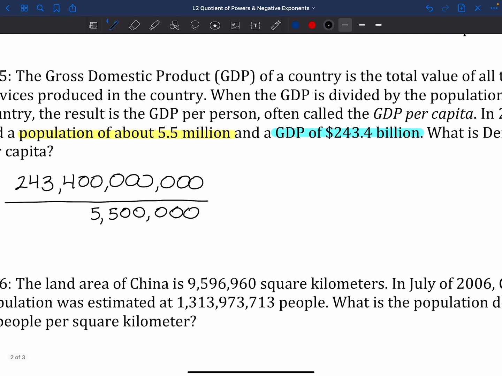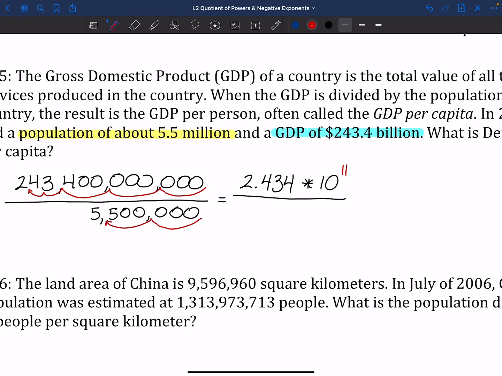What I'm going to do is convert each of those numbers to scientific notation. The top one, I'm doing 3, 6, 9, 10, 11 jumps. So it's turning into 2.434 times 10 to the 11th, because again, 11 jumps. That's where we get that 11 from. I'm then going to divide that by whatever we do with the bottom. There are 6 jumps there for that decimal place, so this is now 5.5 times 10 to the 6th power.